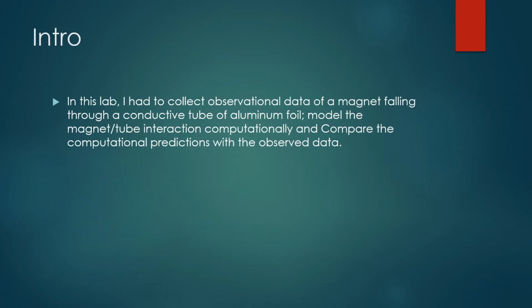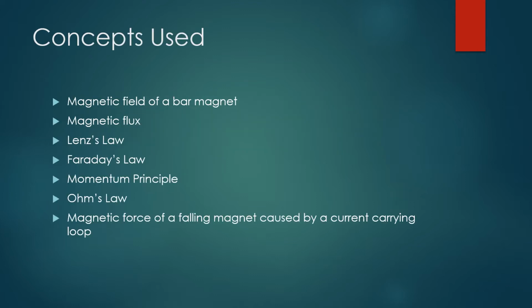To start, in this lab, I had to collect observational data of a magnet falling through a conductive tube of aluminum foil, model the magnet/tube interaction computationally, and compare the computational predictions with the observed data. The concepts used in this lab are the magnetic field of a bar magnet, which is simply a dipole, magnetic flux with its time derivative, Lenz's law, Faraday's law, the momentum principle, Ohm's law, and the magnetic force of a falling magnet caused by a current carrying loop.